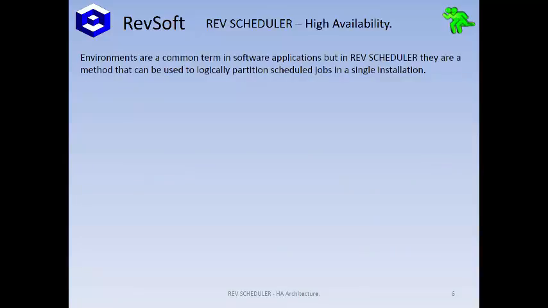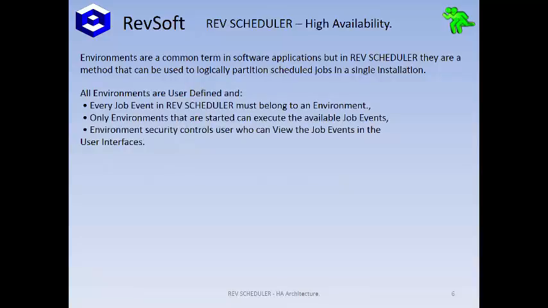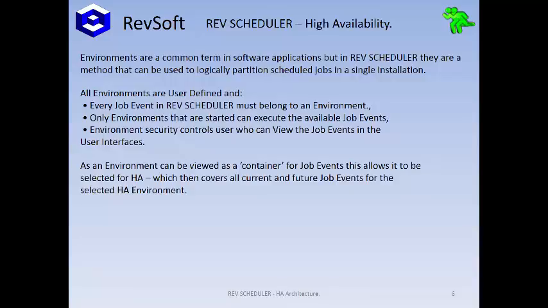Now, environments are a common term in software applications, but in REV Scheduler there are methods that can be used to logically partition scheduled jobs in a single installation. All environments are user-defined, and every job event in REV Scheduler must belong to an environment. Only environments that are started can execute available job events. Environment security controls users who can view the job events in the user interfaces. As the environment is a container for job events, this allows it to be selected for HA, which then covers all the current and future job events for the selected HA environment.